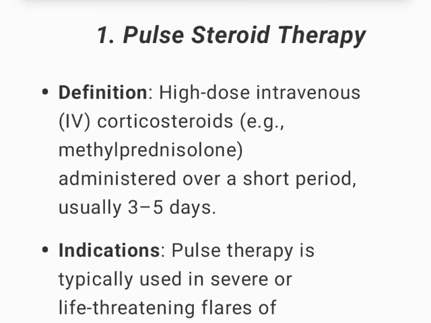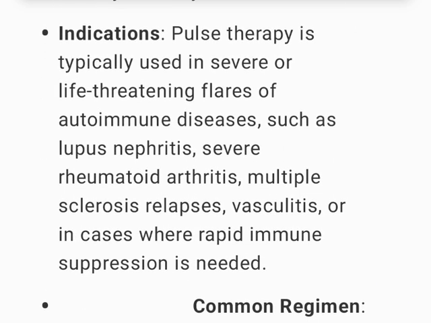1. Pulse steroid therapy. Definition: high dose intravenous (IV) corticosteroids, e.g., methylprednisolone, administered over a short period, usually 3 to 5 days. Indications: pulse therapy is typically used in severe or life threatening flares of autoimmune diseases, such as lupus nephritis, severe rheumatoid arthritis, multiple sclerosis relapses, vasculitis, or in cases where rapid immune suppression is needed.